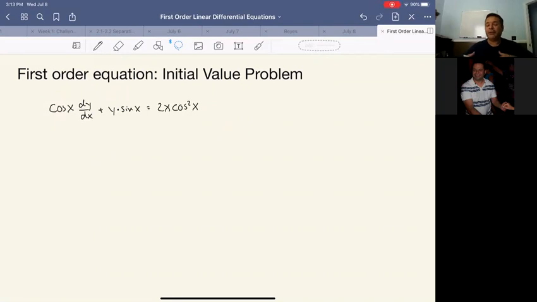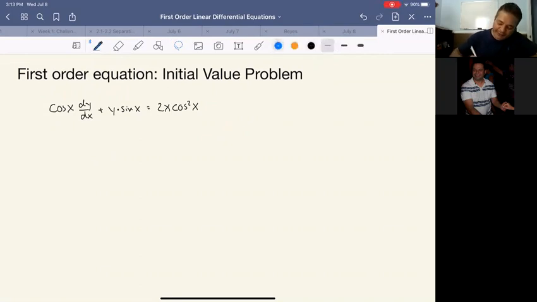First thing we're going to do is write it in the right form. We're going to write it in the correct form by dividing everything by cosine of x. Make sure I don't make a mistake like I did on the last problem, which luckily I caught before it went too far. So dy/dx plus tangent of x times y equals 2x cosine x. I divided by cosine x here.